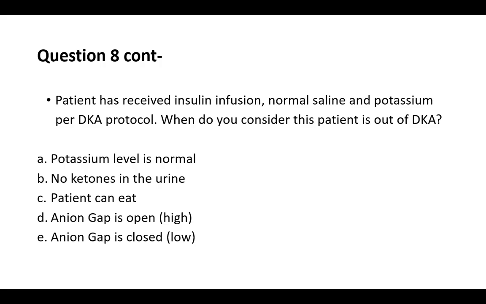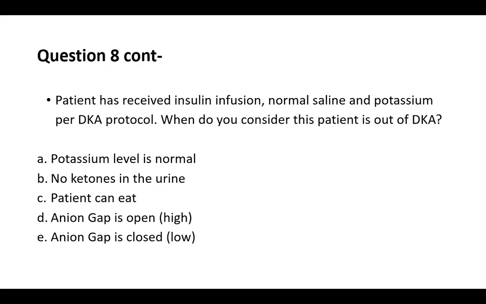When do you consider the patient is out of DKA? B, no ketones. Anion gap. Let's go one by one. Potassium level is normal? No, even potassium is misleading. As I said, it could be high, could be low, you always have to give potassium. No ketones in the urine? No, we don't care about the urine because pregnant ladies can have ketones in the urine. Fasting and dehydration can give you ketones in the urine. So ketones are usually measured in the blood, as serum beta-hydroxybutyric acid.